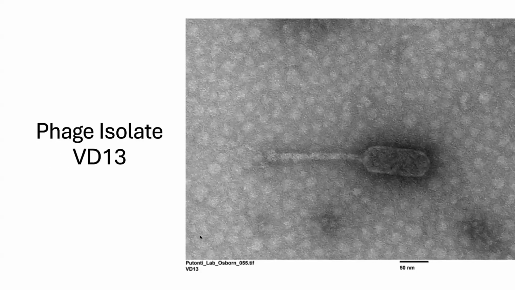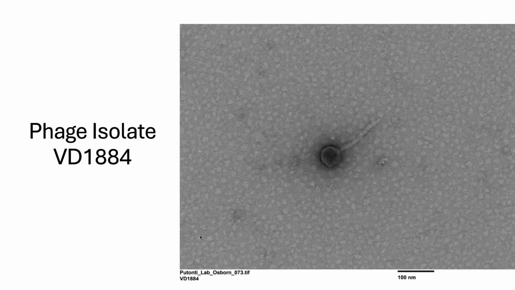For the next one, VD13, we had this elongated capsid, but we did not have the sheath over the tail. And since it is a long tail and flexible, we know this is a syphovirus. The same can be said for VD1884, with there being no sheath. And so we can see the tail, it is flexible. It is also a syphovirus.